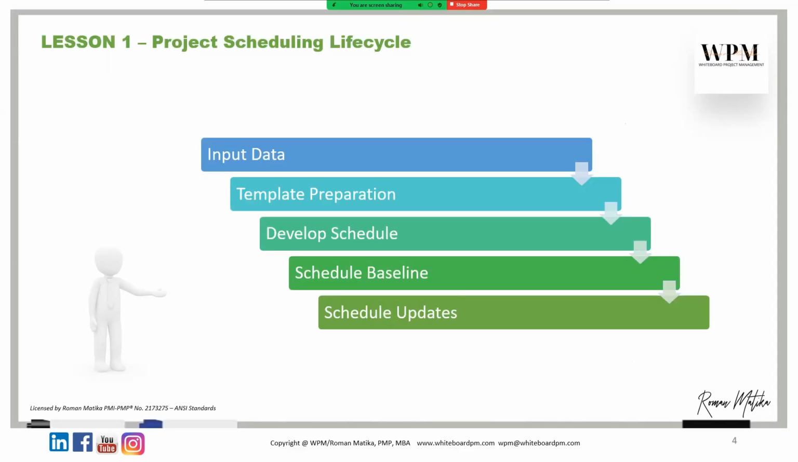The life cycle of project scheduling starts from the very beginning, where you have the input data. You collect the data. Then template preparation, you start preparing the template. Then you develop the schedule. Then you make the schedule baseline and then schedule updates. Those are the life cycle of the project scheduling.